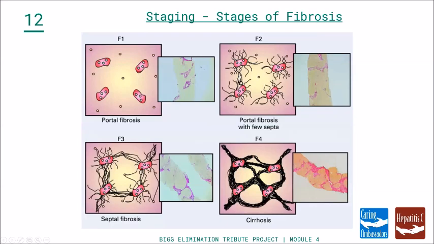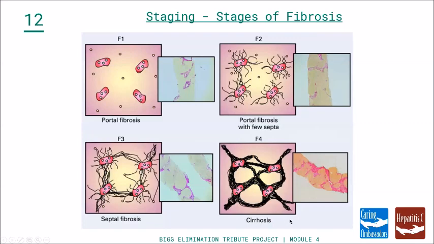In stage 3, it's the same process, but now those little areas of scarring that have escaped the portal triad now connect. And we call this bridging fibrosis. And this is now what we consider advanced fibrosis. So these are folks that actually have a lot of scarring of their liver. And then finally, stage 4 or F4 is also synonymous with cirrhosis. So all those things mean the same thing.